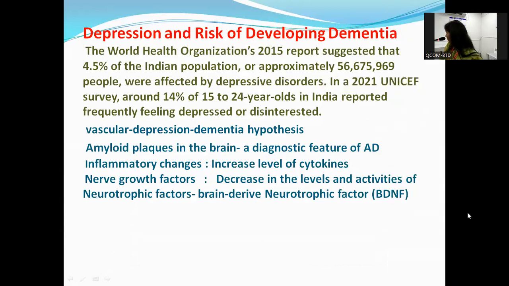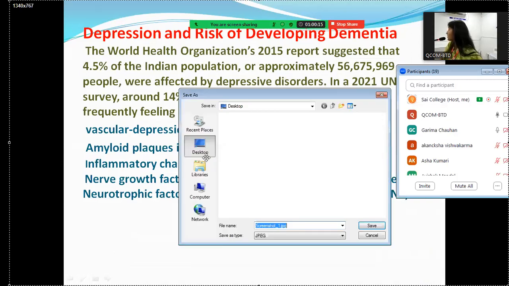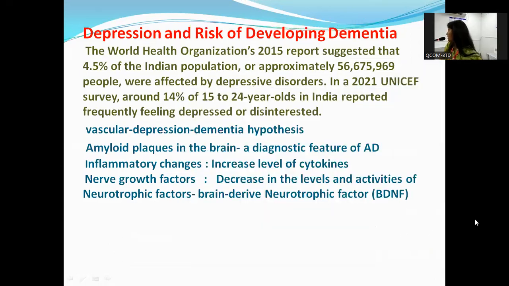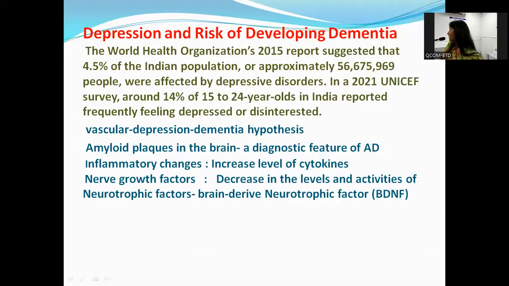Depression and the risk of developing dementia. Dementia cases are continuously increasing. The World Health Organization's 2015 research suggests that 2.5% of the Indian population, or approximately the maximum portion of people, are affected by depressive disorders. The 2021 UNICEF study also says there has been a 40% increase in depression among young ones and teenagers aged 15 to 24. These are the reasons, and how depression induces dementia.